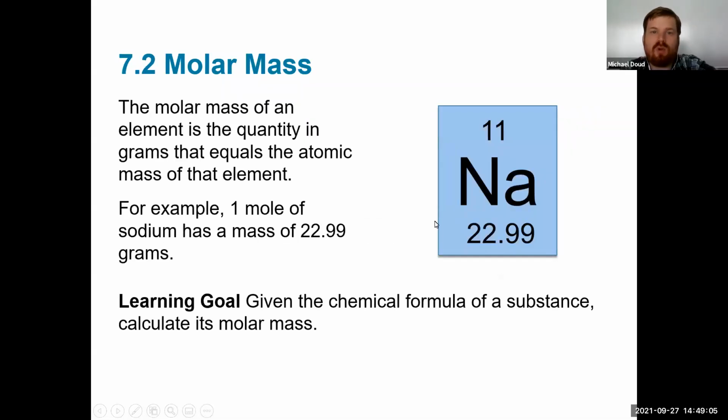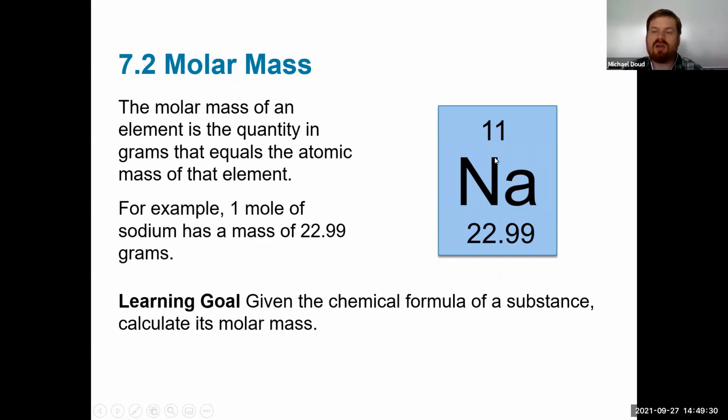Okay, so that's the mole. And those are very useful conversions, but as you can imagine, it's just kind of a trick if you're just converting from the number of atoms to the number of moles. It doesn't really mean anything. What really matters for the mole is the molar mass. And the molar mass of an element is the quantity in grams that equals the atomic mass of that element.